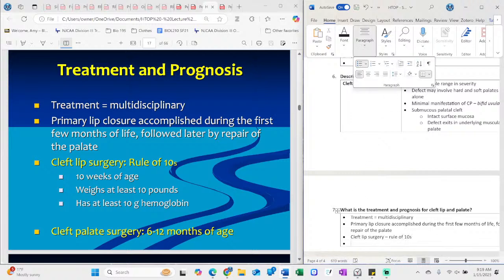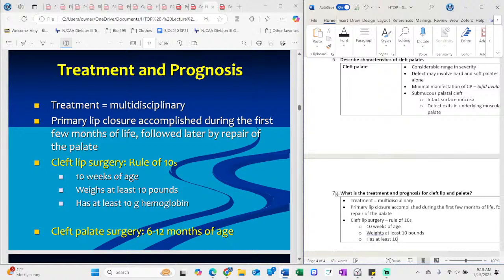But typically the primary closure of the lip from cleft lip is usually done during the first few months after birth. It can be done right after birth, but it's better to wait until 2 to 3 months. And then it is followed by repair of the cleft palate if the patient has cleft palate also.